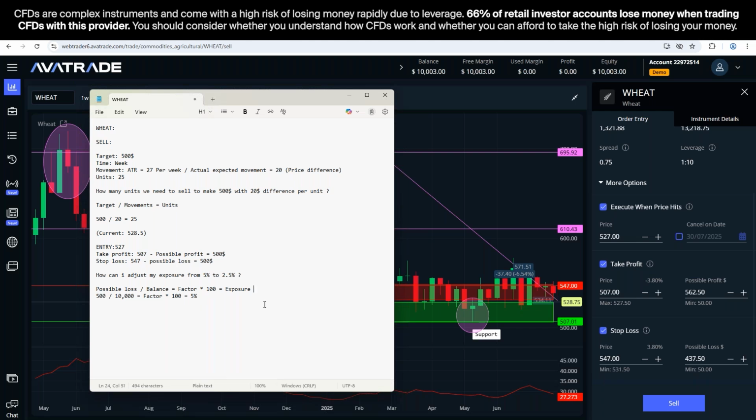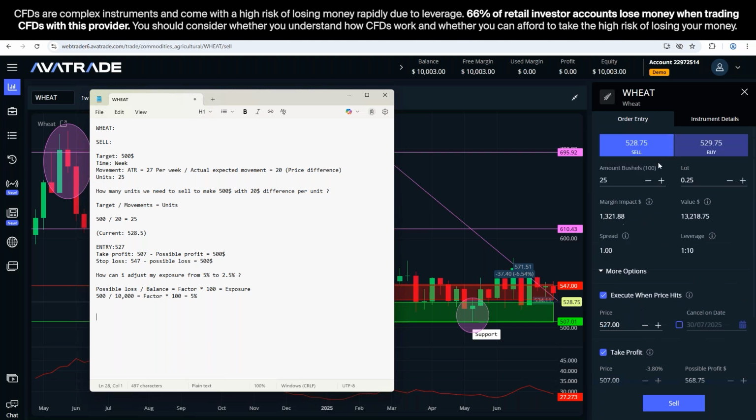So how do we make it 2.5%? Who knows? Anybody has any idea? How do we make it 2.5? No, smaller position, Arif, good, nice try. But if we make the position smaller, we're also going to make less money. So the point here is to maintain the profit, but still lower the exposure.